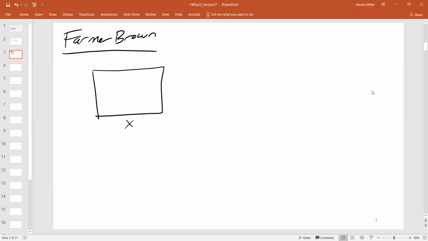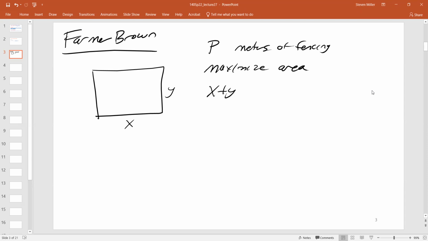So imagine he has P meters of fencing. Maximize the area. And so if we write down what we have, well, if you have P meters of fencing, what is the perimeter of this rectangle? It's P, but how can I relate that to what I have, the x and the y? Yeah, P equals 2x plus 2y, or x plus y equals P over 2. And what's the area as a function of x and y?